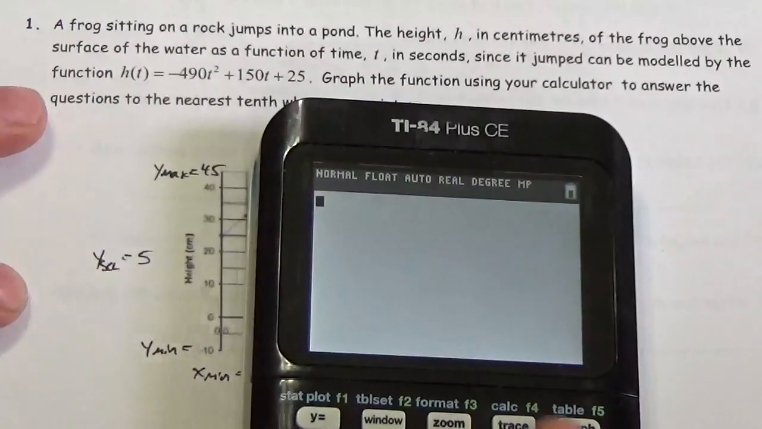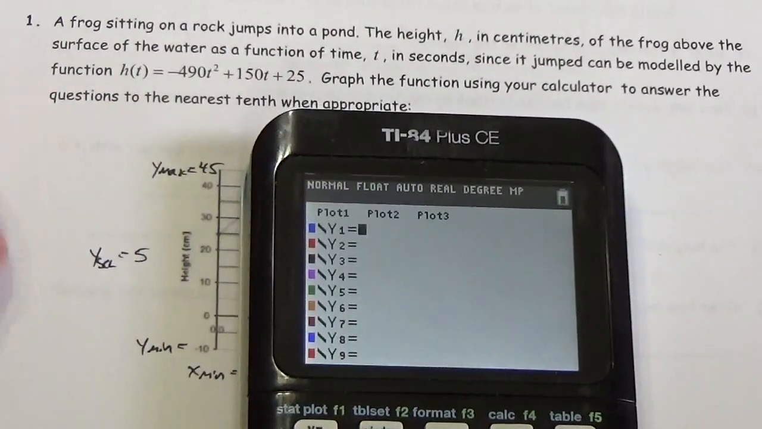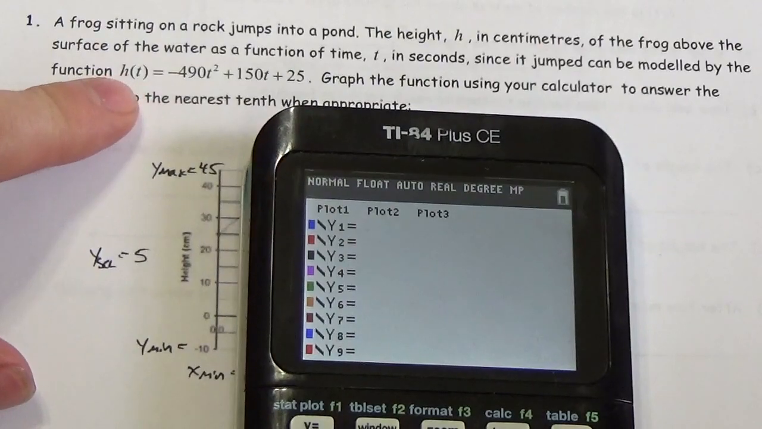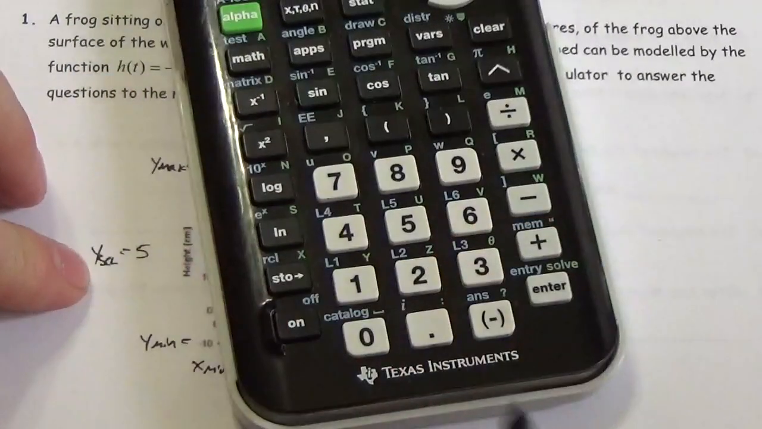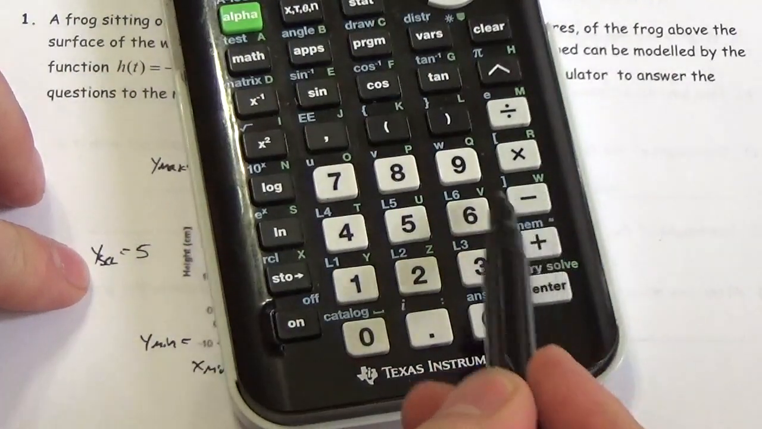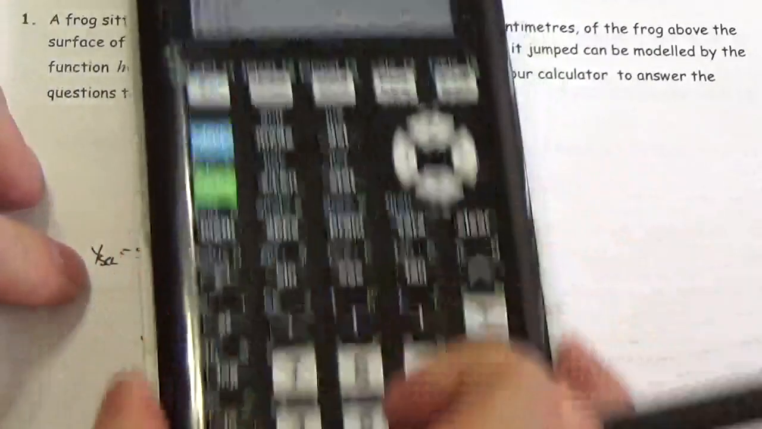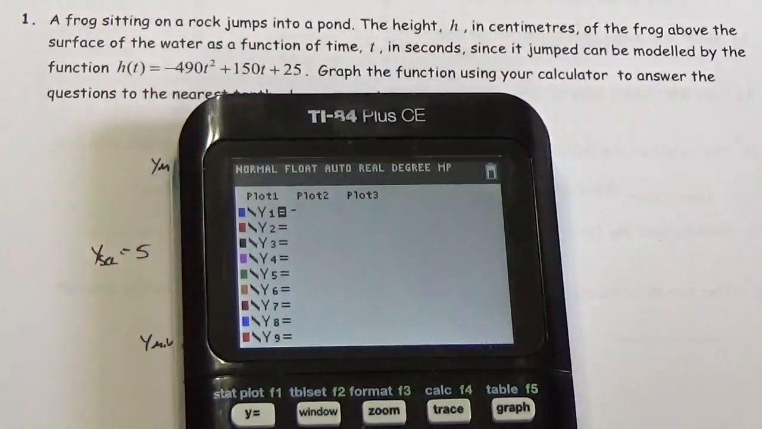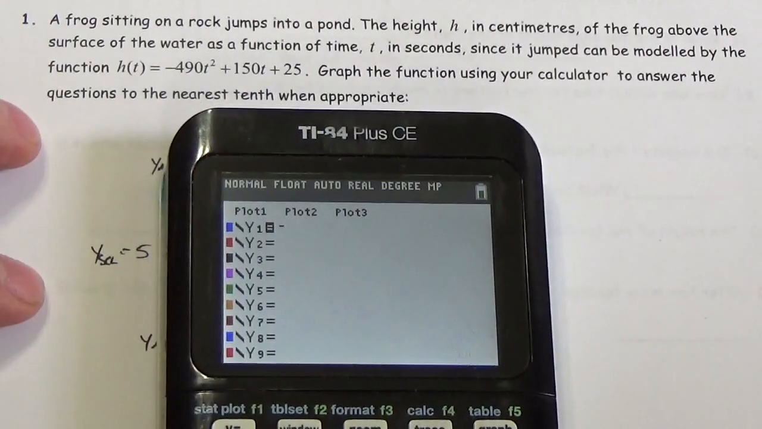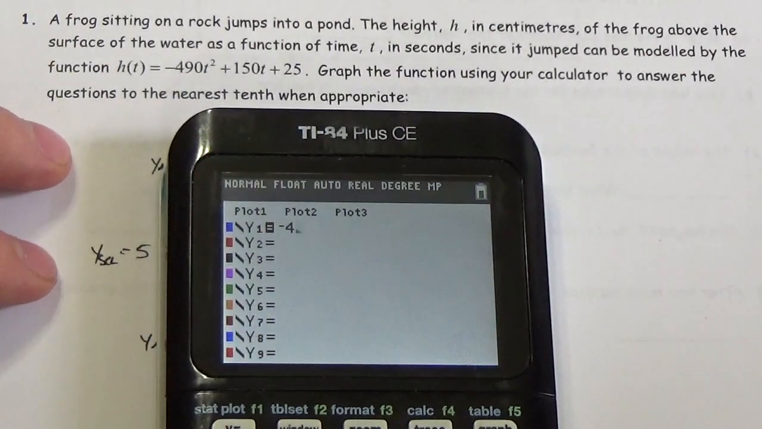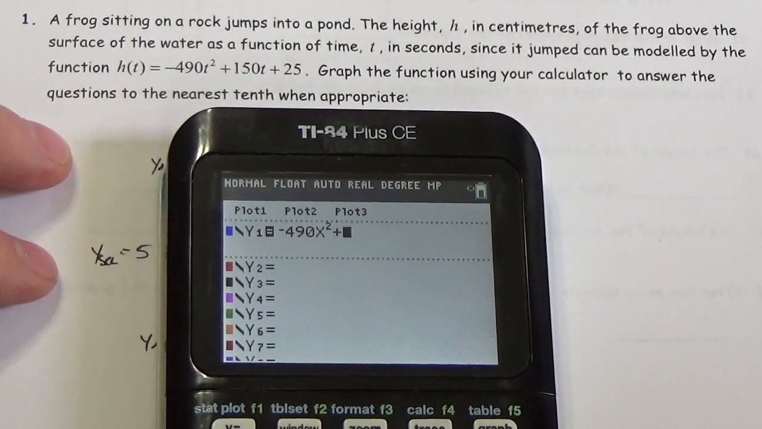and I should be getting the same graph when all is said and done. So here's my calculator, y equals, I'm going to enter this in, negative. And bear in mind, when the negative shows up front, it's this button here, not this one. This is subtraction. If you get an error, like a syntax error, oftentimes that's the issue, is this the wrong negative sign there. So negative 490 x squared plus 150x plus 25.